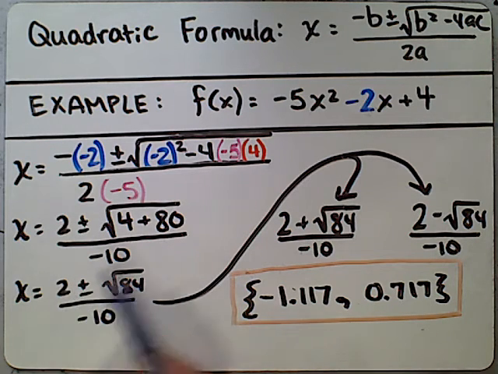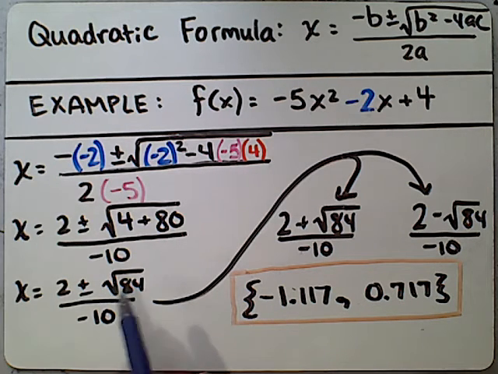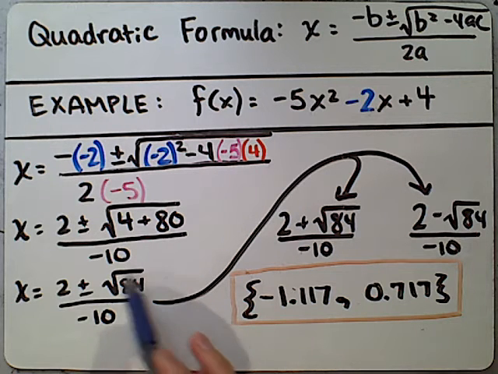In the next line of work, we're simply going to add the 4 to the 80, and we'll get the square root of 84. In situations where you don't have a perfect square, so in this case, 84, you don't want to find the decimal approximation right now. You're going to want to find that on the next step. So be careful not to put this in your calculator yet. I'll talk about going through those steps later.